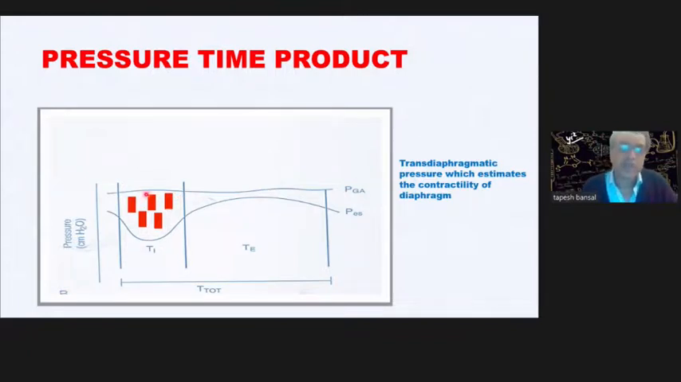And the difference between the two is an estimate of the transdiaphragmatic pressure, which translates into the work done by the diaphragm. How effective is the diaphragm contractility? And that is important because 75% of the work is done by the diaphragm, and also diaphragm is a very important muscle contributing to 75% of the inspiration. Thereby, you can estimate the contractility of the diaphragm.